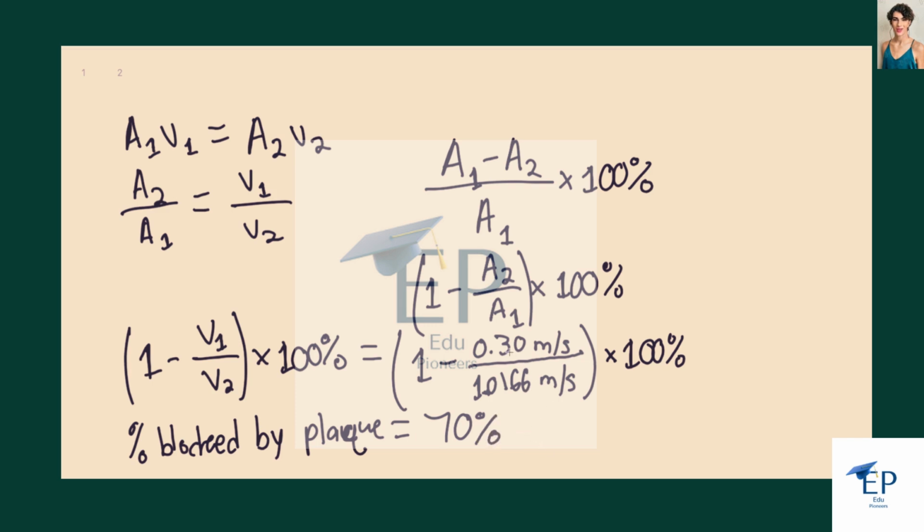So we needed Bernoulli's equation in order to solve for the velocity in the second section of the pipe. At this point, we can then use the equation of continuity in order to find the ratio of the cross-sectional area of the second section compared to the cross-sectional area of the first section. And then we set up an equation here in order to find the percentage that is blocked by plaque, substituting in for our velocities. And again, the percentage blocked by plaque is going to be 70% here.